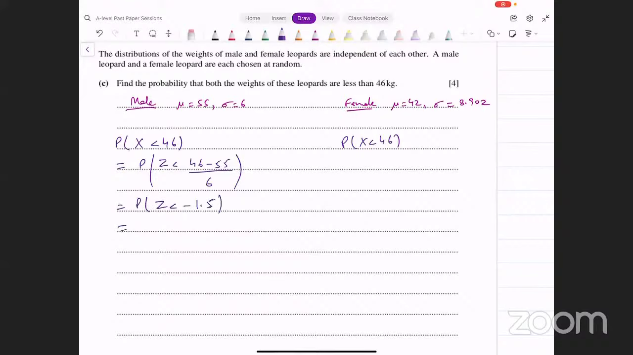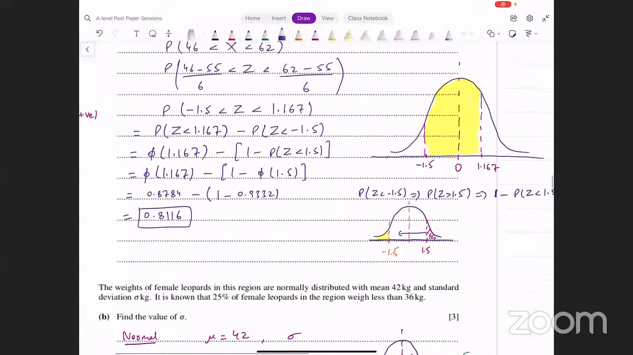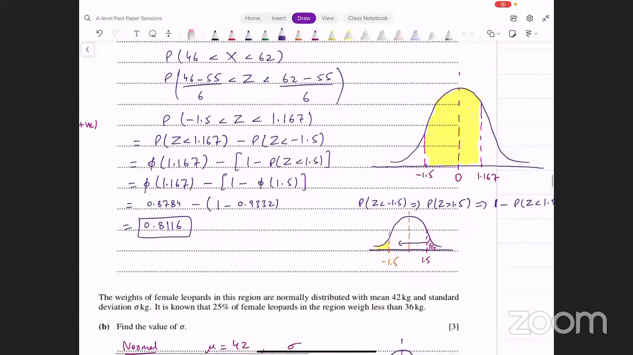Now, if you remember, ये तो हमने first part में calculate किया था कहीं पे. If I remember correctly, z less than minus 1.5 for the male leopards. Yeah, we calculated that here. Z less than minus 1.5. What was that? That was basically this number here. 1 minus 0.9332. इसको तो वहीं से उठा लें.